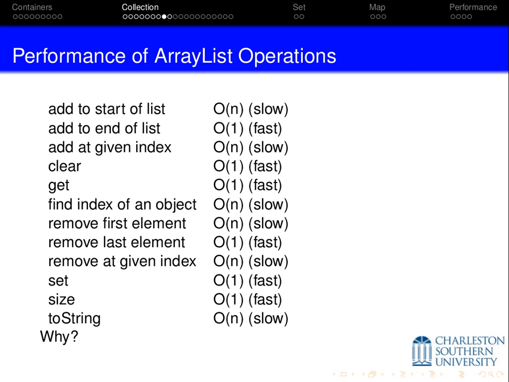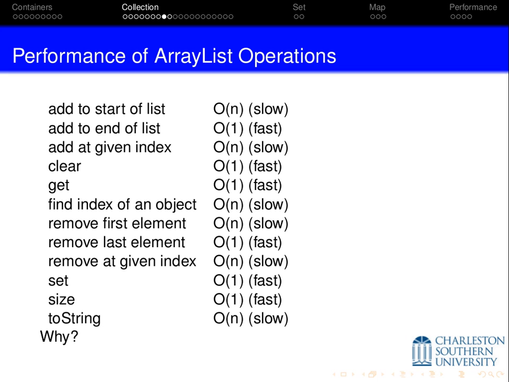Okay, clear is O of 1. Why would that be O of 1? So we could just get rid of everything. Well, yeah, you just set the size to 0, right? And then you're done. Get. Why is get fast? Saying get at this index, right? So it just jumps to it and then returns it. Again, O of 1.